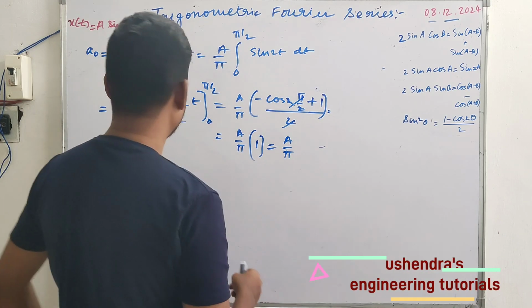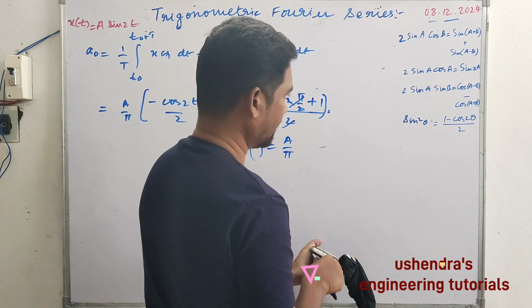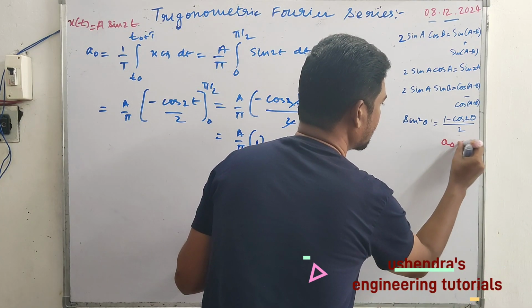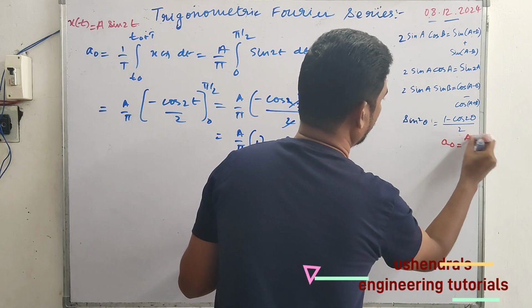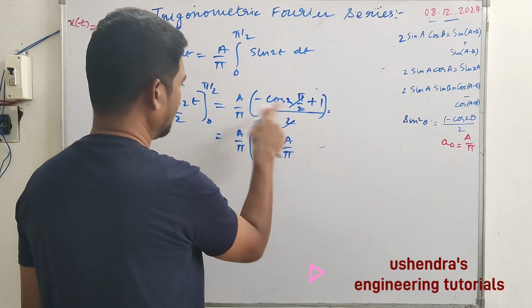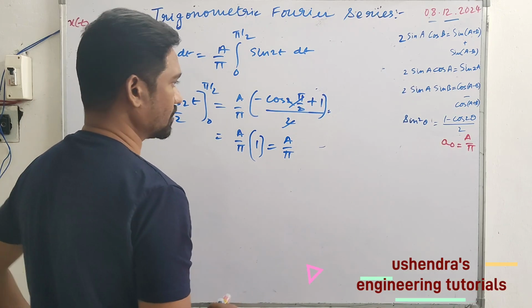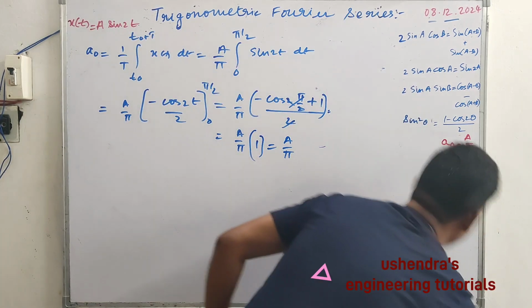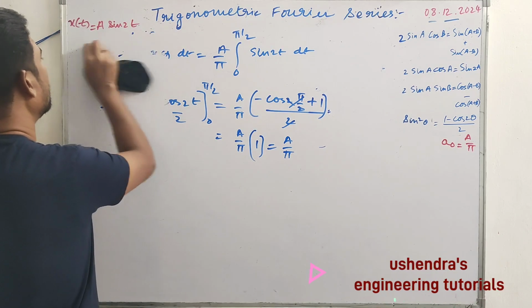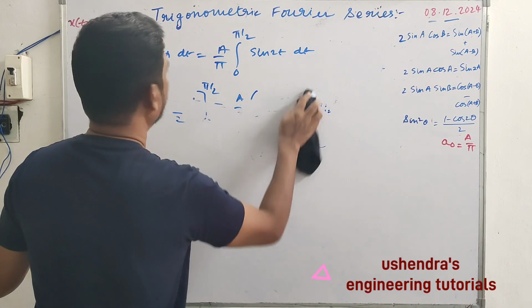So a naught value is found out to be a by pi. How? This value will tend to 2, and 2 by 2 is 1. It doesn't become 0, but we have a value for this one. Now, a naught is found out to be a by pi.